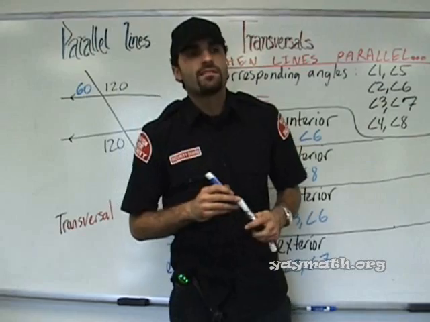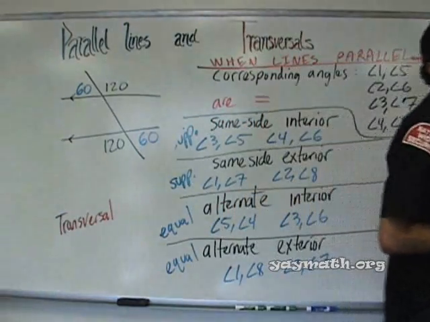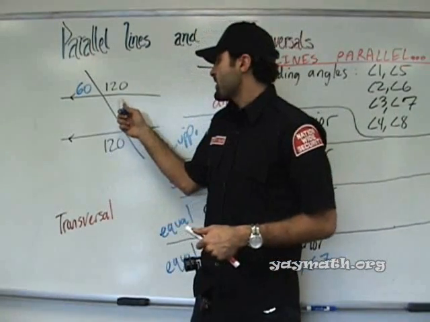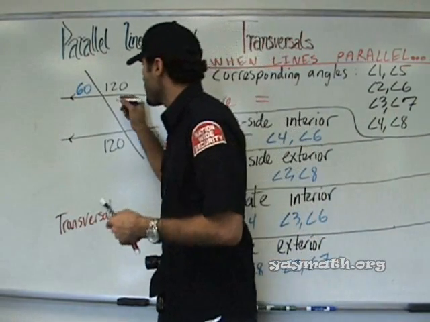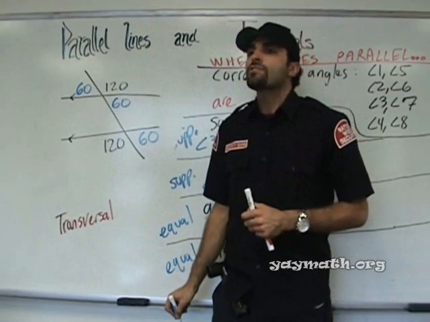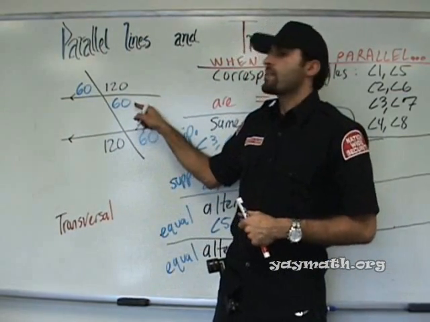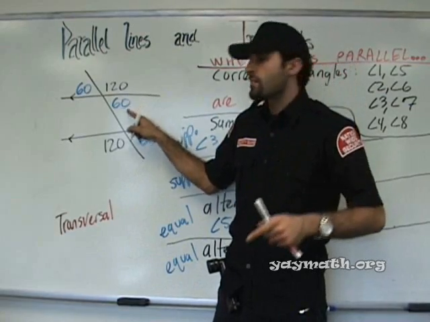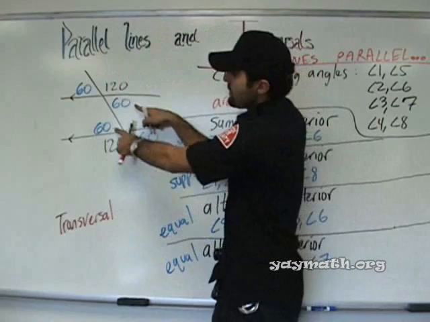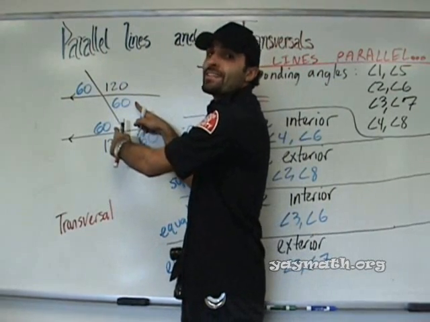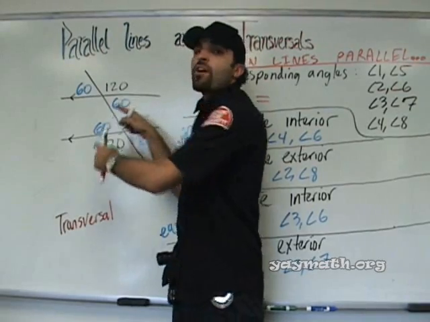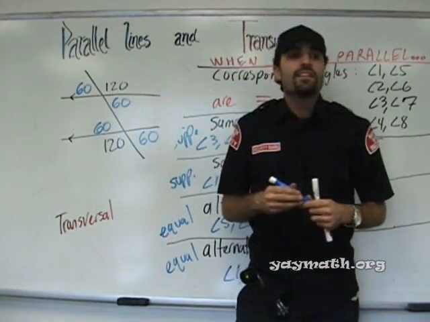Oh, yeah. But that's not the alternate interior. Alternate interior. Let's do it. This one's 60 as well, isn't it? Here's 60. And then that one. What angle is alternate interior with this 60? Yes, so that's above 120. So again, these two are alternate interior, and alternate interior angles, looking at the 60s, are always equal.